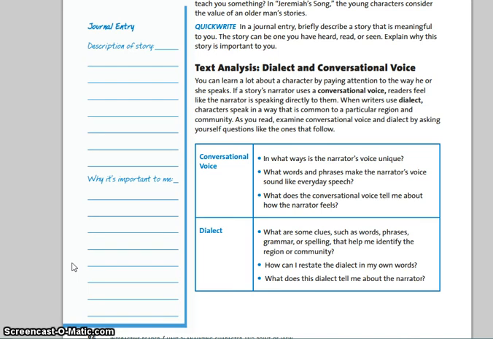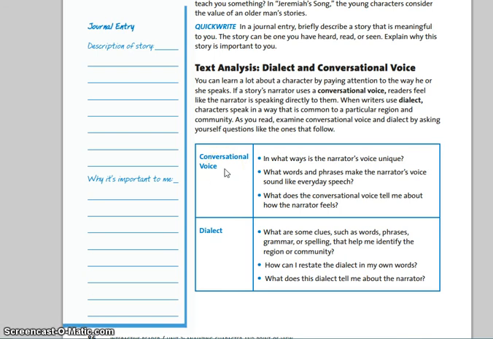Okay, let's continue on. This says text analysis, dialect and conversational voice. You can learn a lot about a character by paying attention to the way he or she speaks. If a story's narrator uses conversational voice, readers feel like the narrator is speaking directly to them. When writers use dialect, characters speak in a way that is common to a particular region and community. As you read, examine conversational voice and dialect by asking yourself questions like the ones that follow.